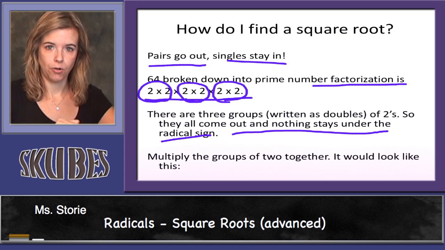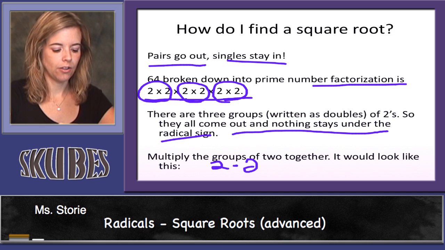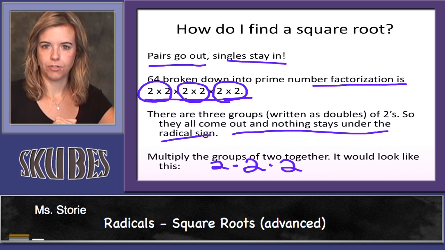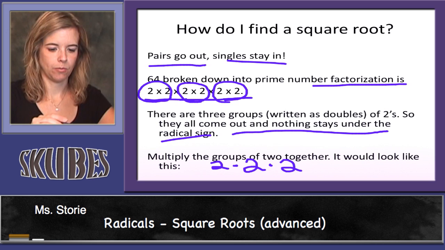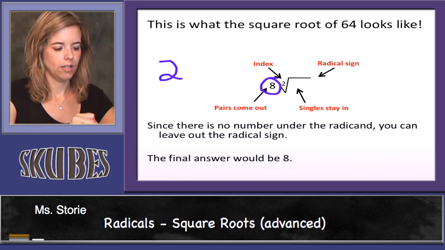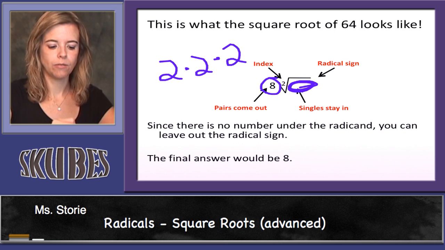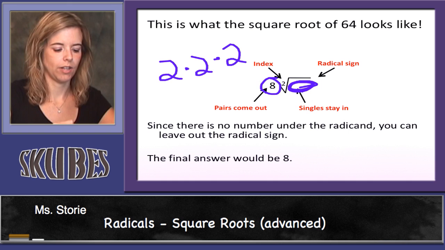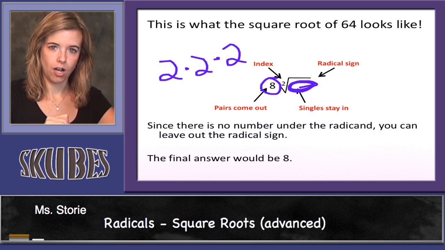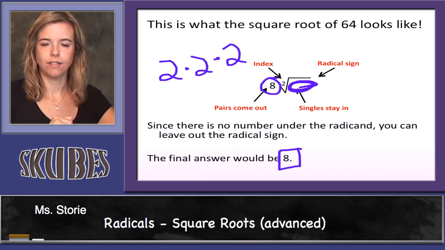So you would multiply the groups of 2 together, and it would look like this. You've got one group of 2, you've got another group of 2, and that third group of 2. When you pull them out, you only pull them out and write them once to indicate it's a group of that number. So here's what it would look like if you're going to try to write out the final answer. There's your 8, and that was the 2 times 2 times 2. Notice there's absolutely nothing inside here because we didn't have any guys left over, so we don't have to do that. And if you don't have anything left over under the radical sign, you don't have to write the radical sign at all. So your final answer would just be written as the number 8.